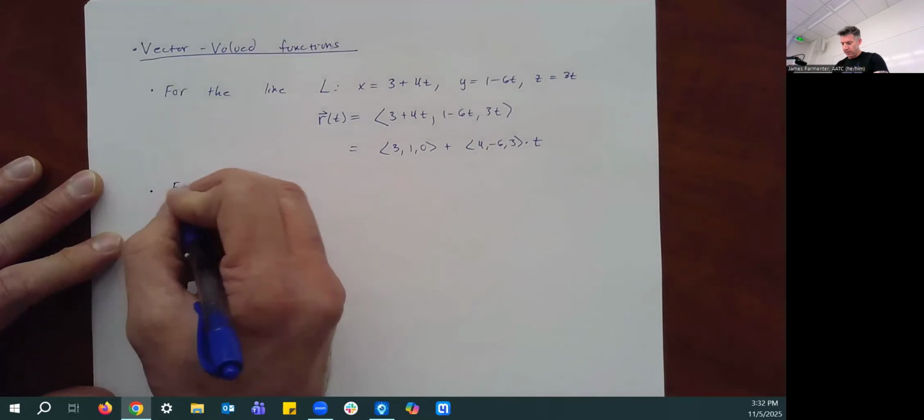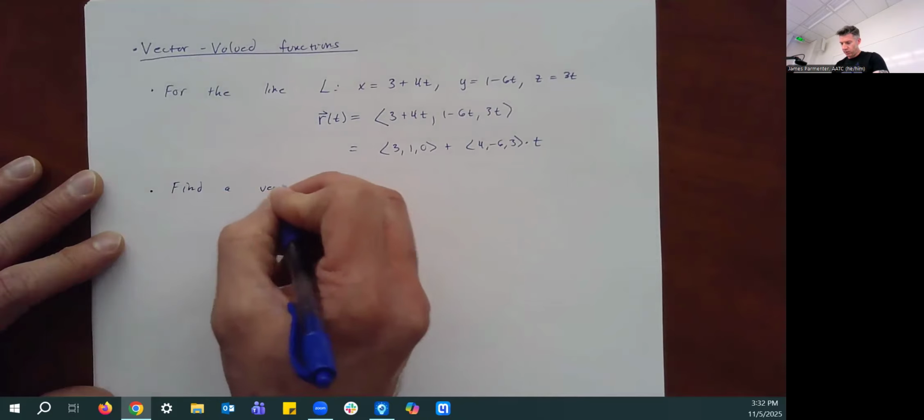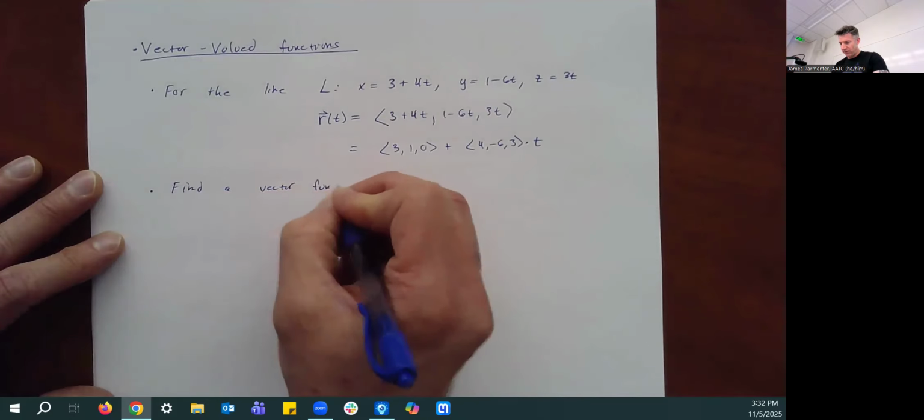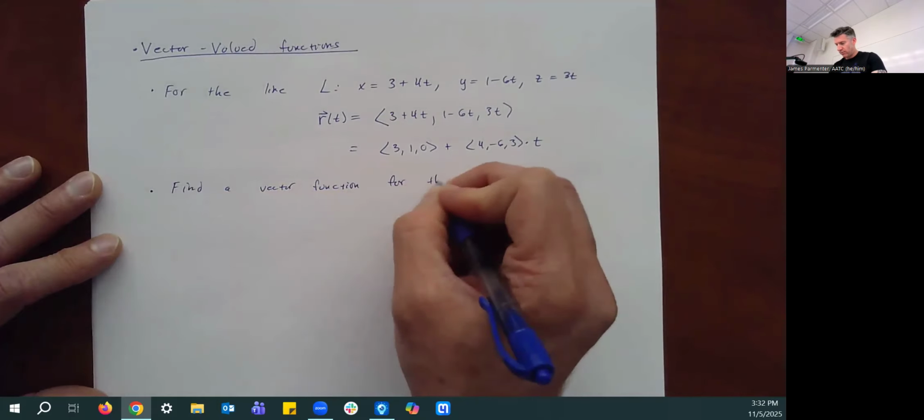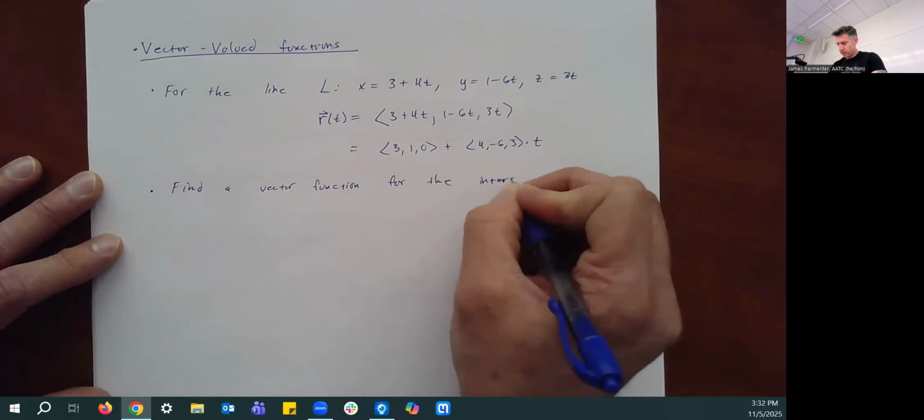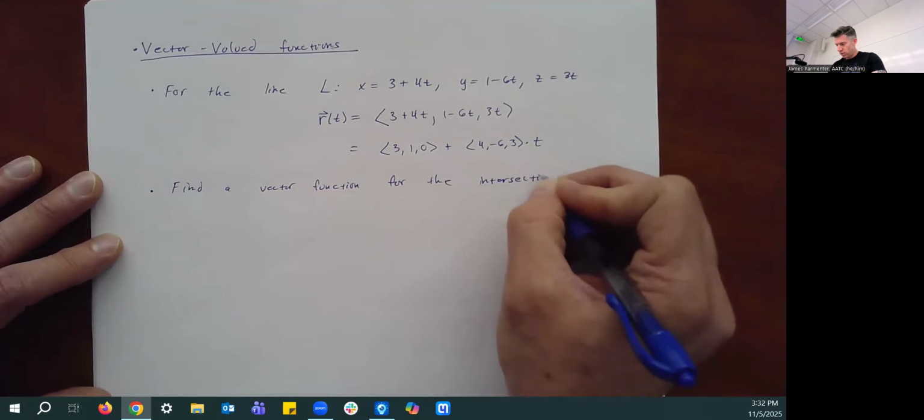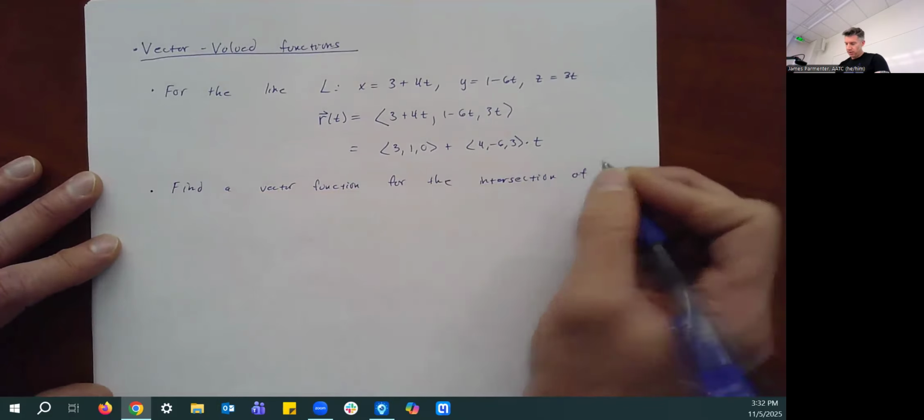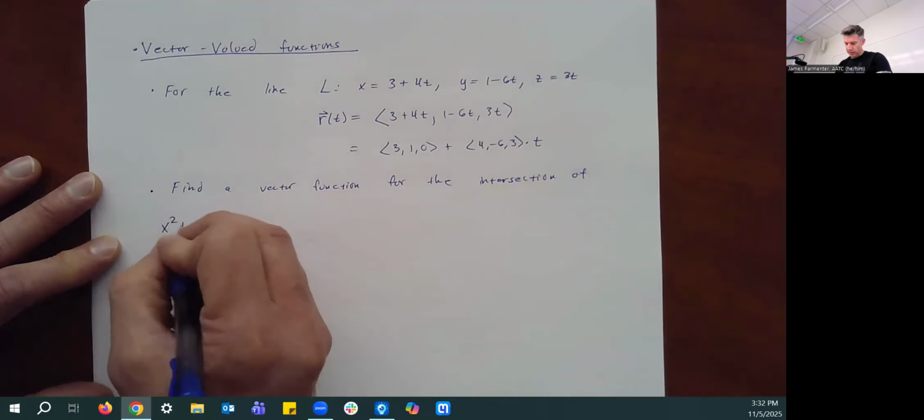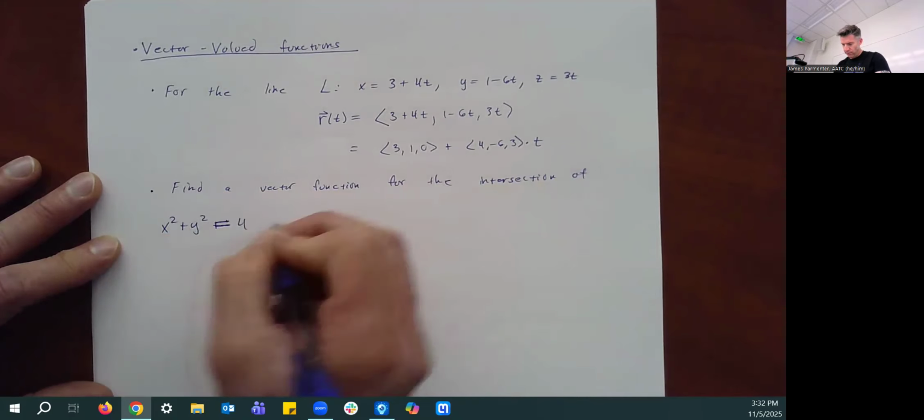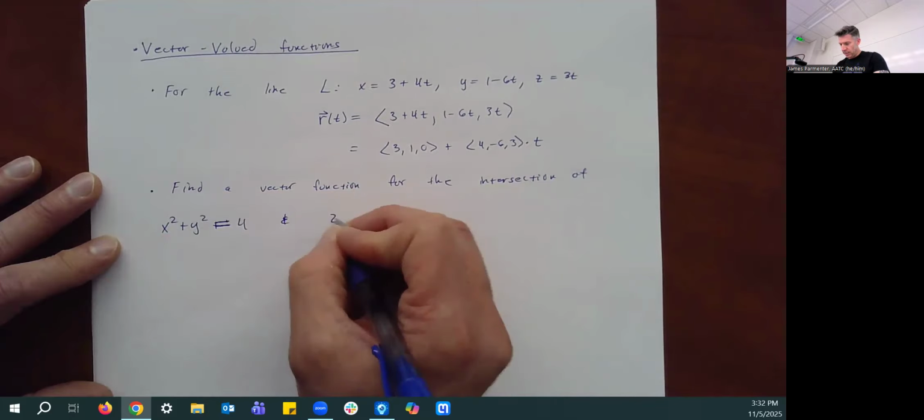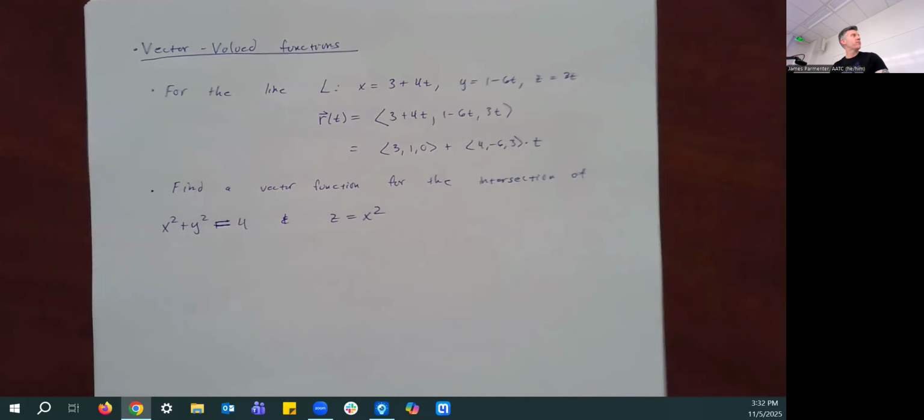We want to find a vector function. Sometimes we leave off the word valued. A vector function for the intersection of these two surfaces, x squared plus y squared equal to 4 and z equal to x squared.